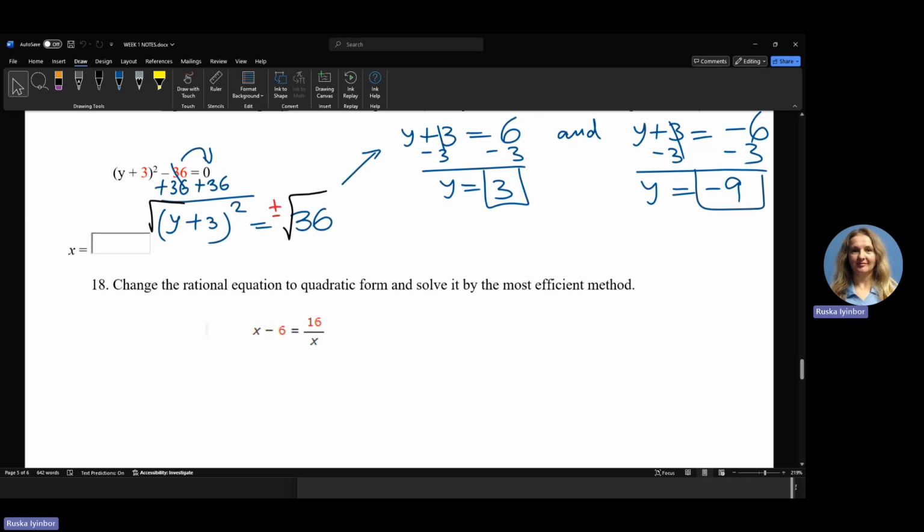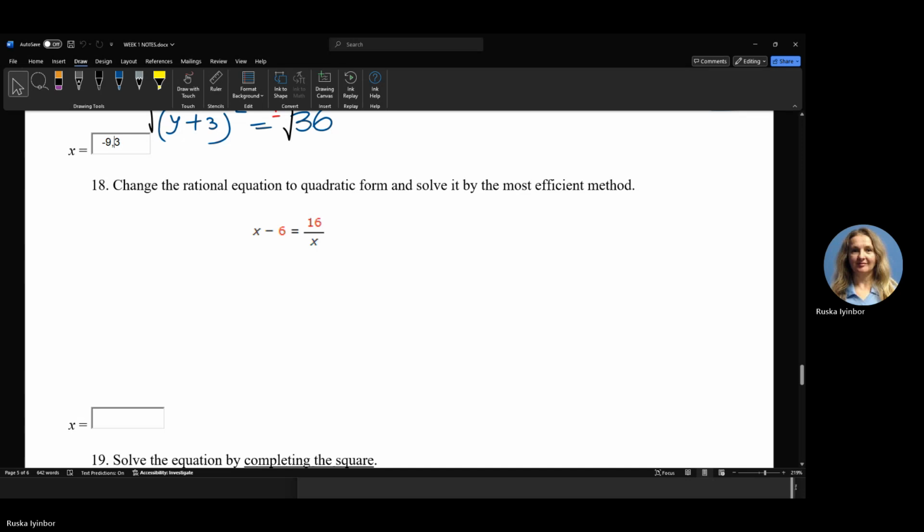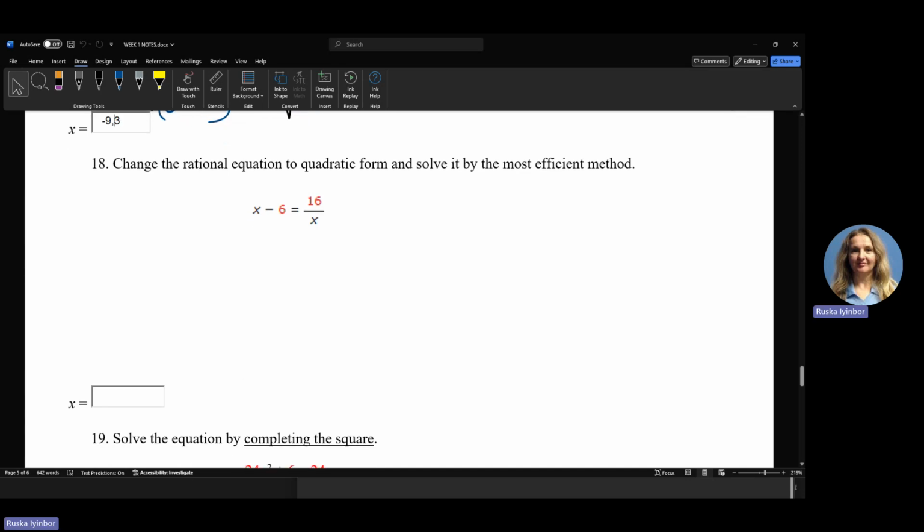Okay, going to number 18. We have to solve this equation. This equation doesn't have x squared, but you have a fraction. So what you need to do here is get rid of the fraction first, yes? So what are you doing to get rid of the fraction?